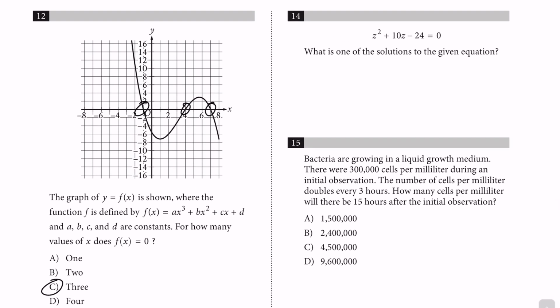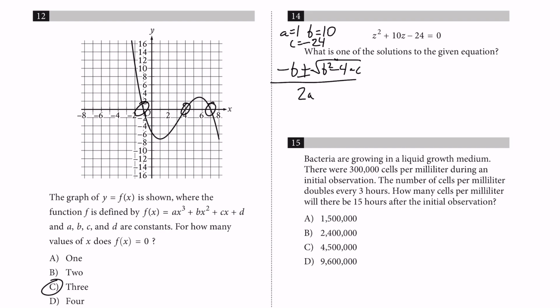Question 14. What is one of the solutions to the given equation? So there are 2 ways to do this. We can use the quadratic formula, or we can factor. I'm going to demonstrate the quadratic formula first. So quadratic formula, negative b plus or minus the square root of b squared minus 4ac, all over 2a. We're going to look at our equation. A, the coefficient in front of z squared, is 1. B, the coefficient in front of z, is 10. C, the constant, is negative 24.